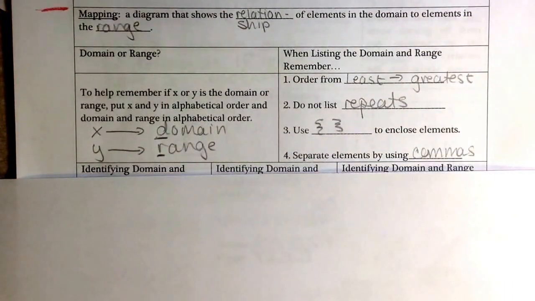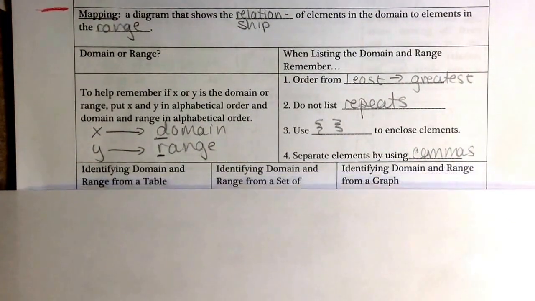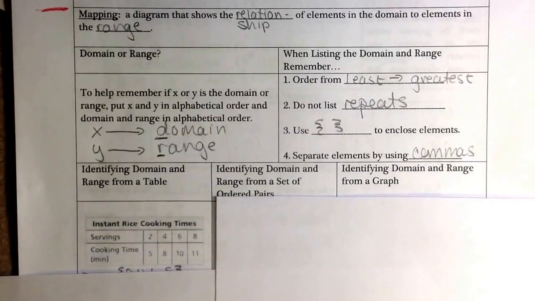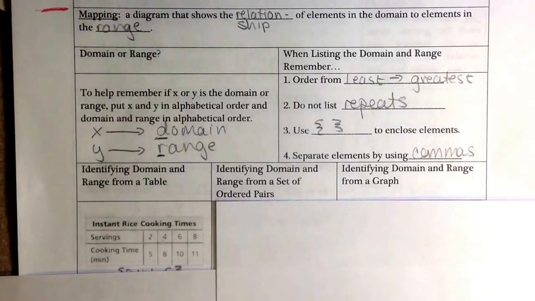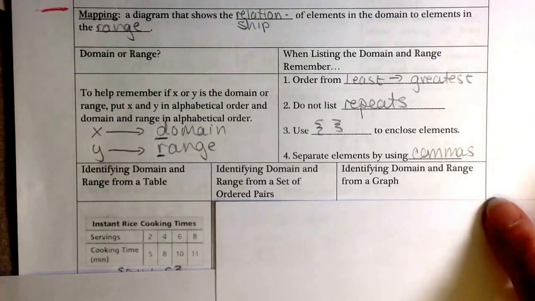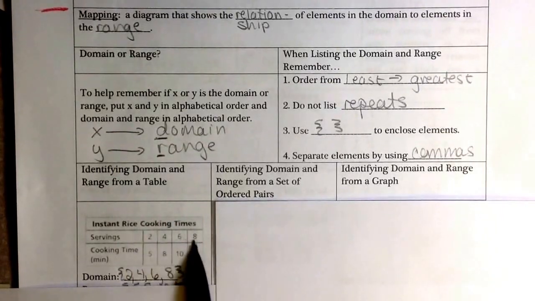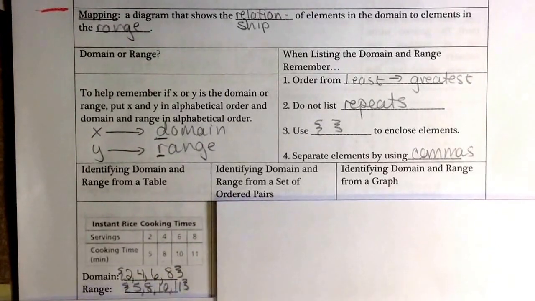All right, so let's identify the domain and range. We're going to do that from a table, from a set of ordered pairs, and from a graph. Here is a table representing cooking times. So we want to list the domain, which means we're only looking at the x's. Here they're already ordered from least to greatest, and there are no repeats, so that one's pretty easy to do. Same thing with the range. Already ordered from least to greatest, and there are no repeats.